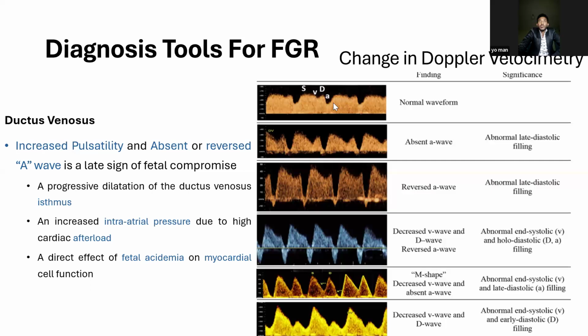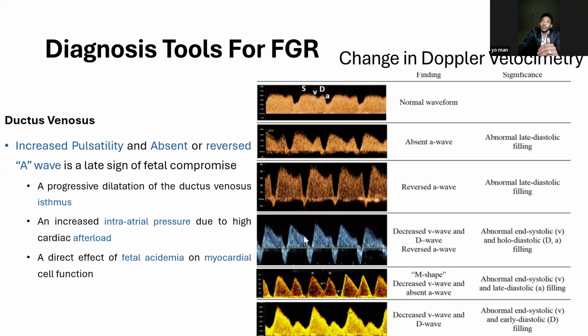This is a normal ductus venosus waveform. There is not that much pulsatility. But when FGR strikes or when there is any abnormality in the fetal heart, the ductus venosus waveform begins to change, as you can see here in the absent A waveform, or in the severe case, the A wave would be reversed. So when we talk about abnormality solely in the A waveform, we are talking about abnormal late diastolic filling.